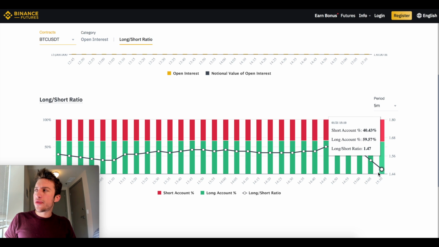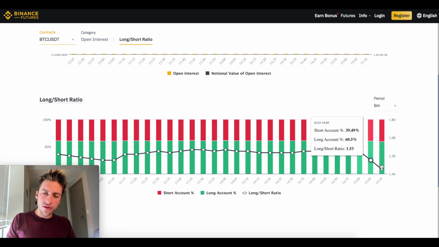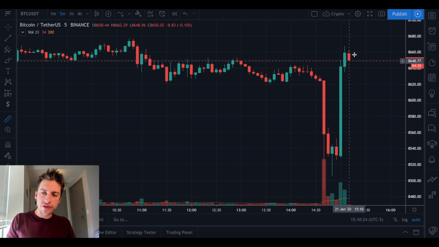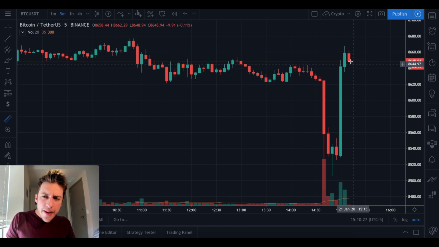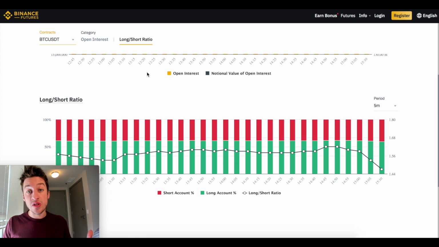I think that a continued drop in the long-short ratio is just going to fuel price either consolidating or rising. Maybe we get a bit of retracement, but for me, this seems quite bullish. Unless we get a big change in sentiment, I'm not expecting a big change in the trend.